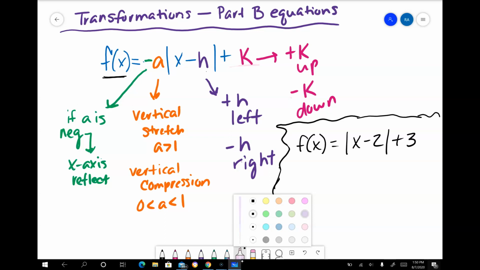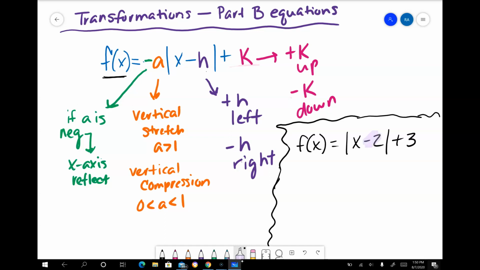Okay, so do I have a negative out front? No, there is no negative. So skip the x-axis reflect. Do I have an a value besides 1? No. So there is nothing up front here. So there is no reflection and there is no stretch or compression. Okay. So we keep moving.